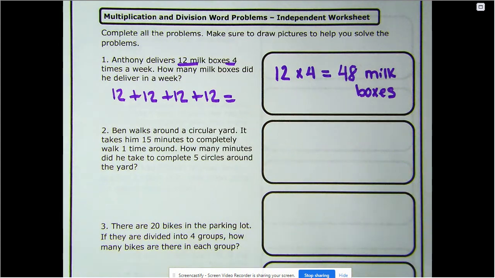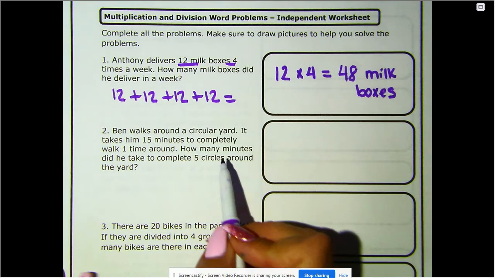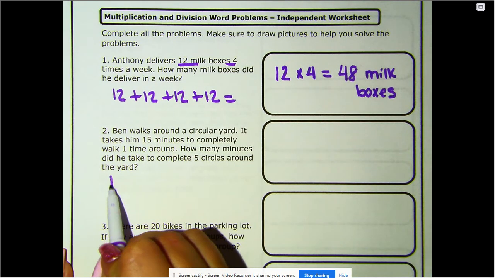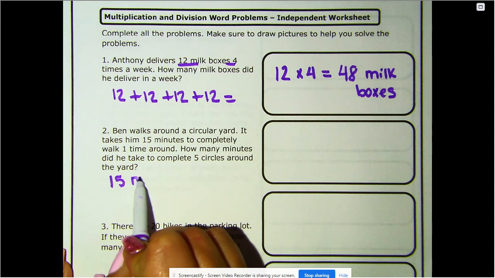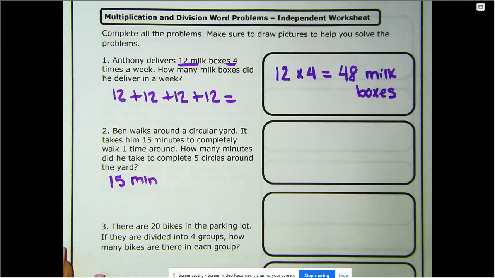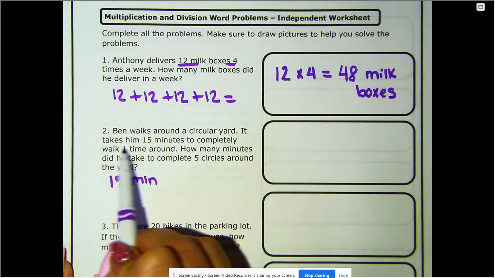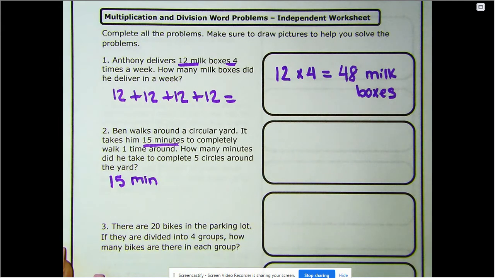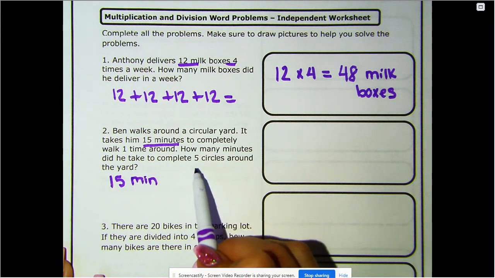Okay, let's take a look at number 2. Ben walks around a circular yard. It takes him 15 minutes to completely walk around one time. So you have 15 minutes one time. Okay, so that was the first piece of information that is given. How many minutes did he take to complete 5 circles around?